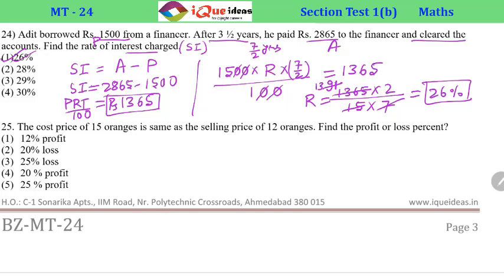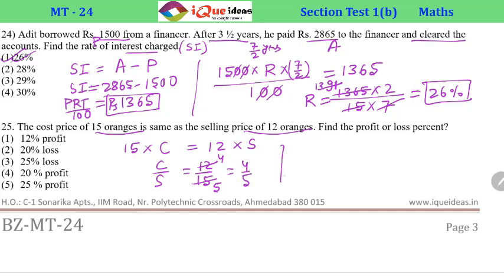Okay. Now the next one, 25th question. It says the cost price of 15 oranges is the same as the selling price of 12 oranges, right? So 15 into the cost price C should be equal to 12 into the selling price S. So C by S is straight away 12 by 15, or 3 4s are 12 and 3 5s are 15. So it is 4 by 5. Or you can also say S by C is equal to 5 by 4. C by S is 4 by 5, S by C is 5 by 4. Clearly, selling price is higher, cost price is lesser.